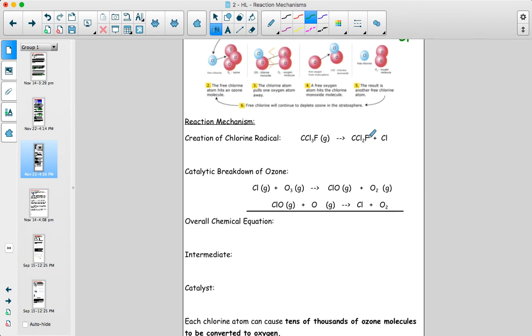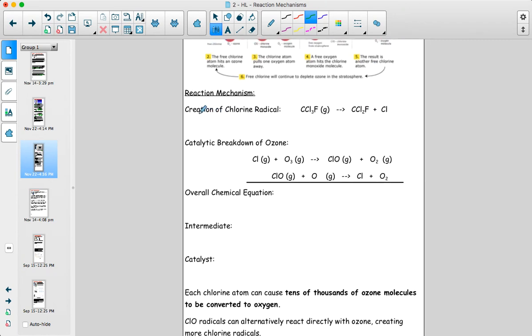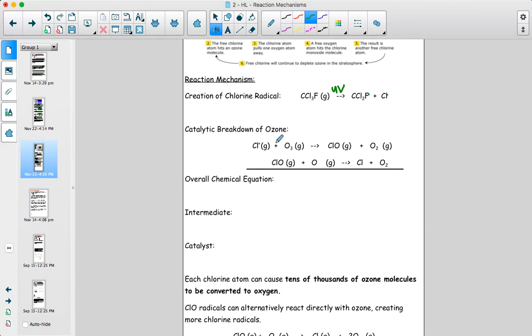So let's look at that in terms of chemical equations. The creation of the chlorine radical involves the CFC. There are different ones, but this is one example, being split by the ultraviolet light and creating two different free radicals. So this is a chlorine free radical, and actually this is also a free radical here. They each end up with an unpaired electron. But the species we care about is the chlorine radical. So the chlorine radical reacts with ozone, creating diatomic oxygen, and also this chlorine monoxide, the ClO.